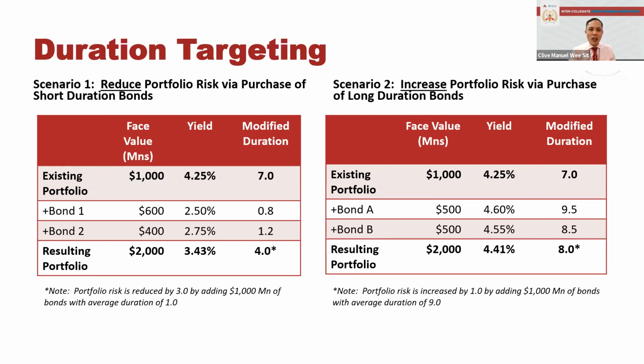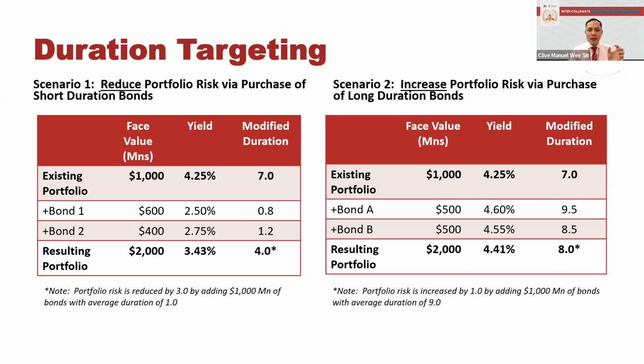So in scenario 1, we're looking at an existing portfolio of $1 billion at 4.25% with a modified duration of 7. 7 again, remember, modified duration is no longer expressed in years. Modified duration is expressed in percentages. So if you have a 7 modified duration, that means your portfolio is sensitive by 700%. Okay, that's how much potentially the portfolio value can decline when interest rates go up, 700%. All right? So your modified duration is 7, and now what you want to do is to reduce the duration of your portfolio. So I've decided to deploy an additional $1 billion into new bonds, but this time I am targeting low duration bonds.